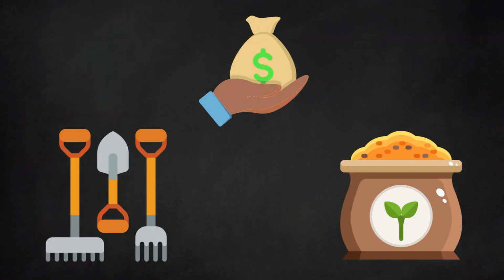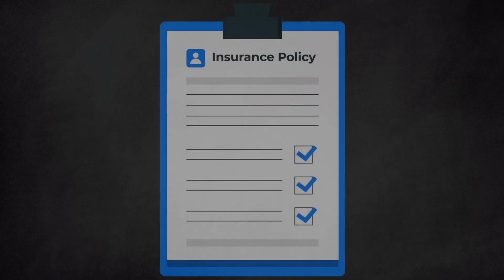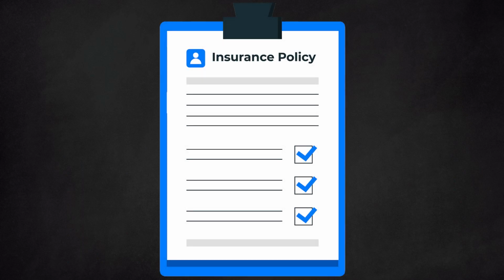Access to finance could remedy part of these problems. Investing in better seeds, fertilizer, equipment, and irrigation would help. Also, insurance is helpful. It could cover unforeseen costs and protect against natural disasters.